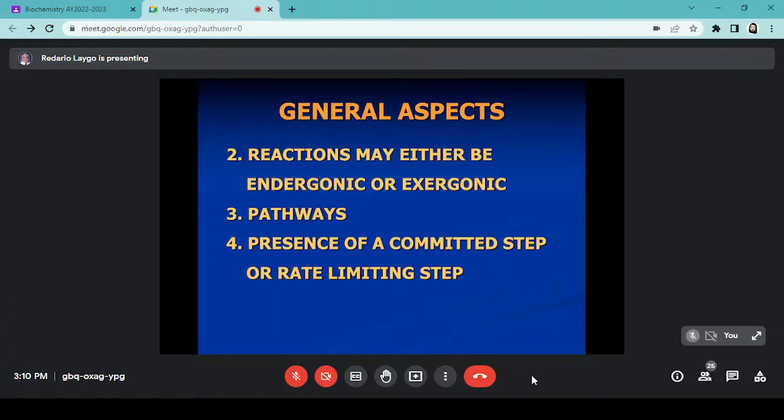Because we define the committed step as a step which, when passed, will ensure the formation of the product of the pathway. And in glycolysis, especially in the liver, the product of glycolysis is pyruvate. While in other pathways, usually we have a rate limiting step. Now, this rate limiting step may also be named as flux generating steps. Why? Because they try to regulate the movement or channeling of the intermediates of the pathway to the next reactions of the pathway.